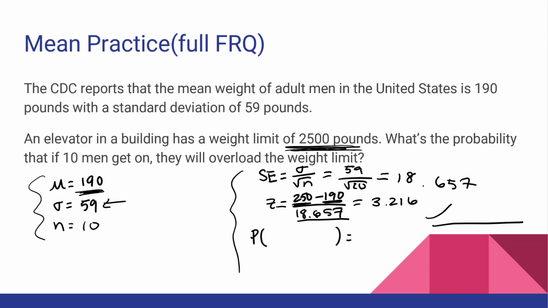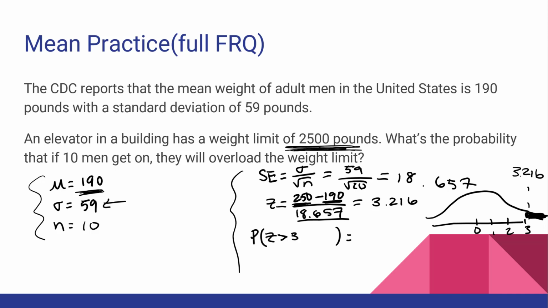So again, we do our big z-score thing. We draw our normal model. So here's our 0, 1, 2, 3. Our z-score looks to be around here. We flag it. We shade in the area that we're interested in, the probability that their weights go above here, so 3.216. And then we put that into our probability notation.